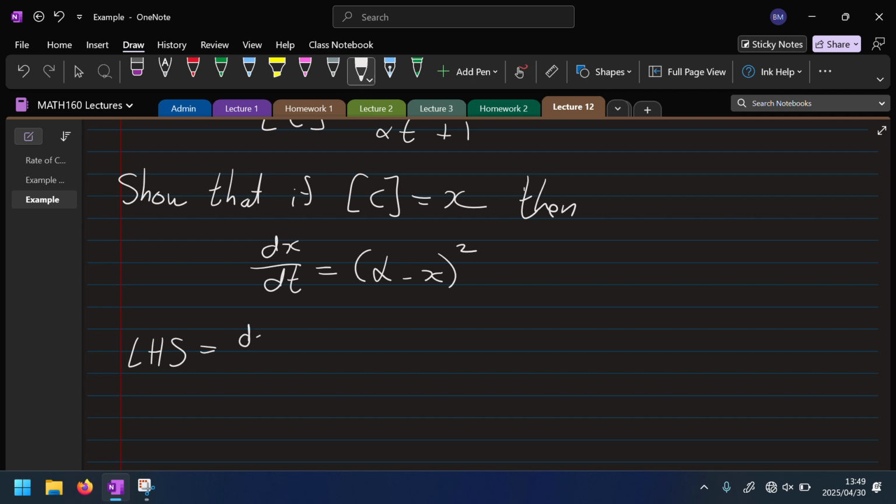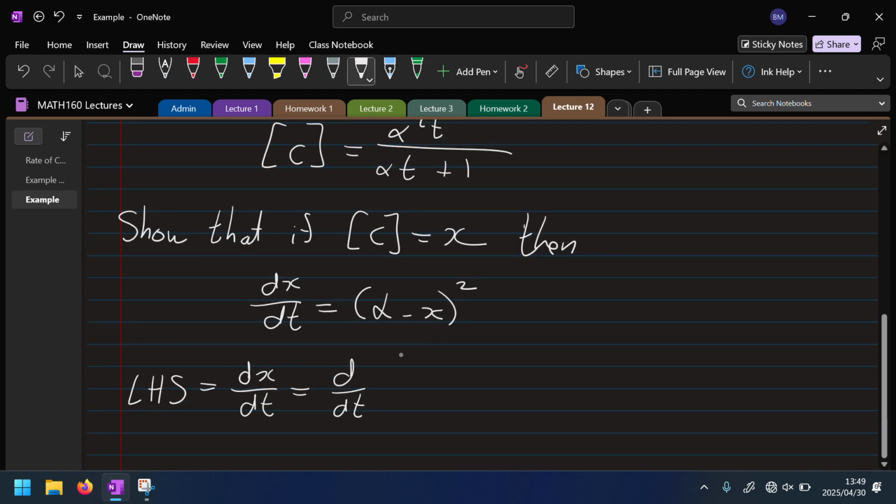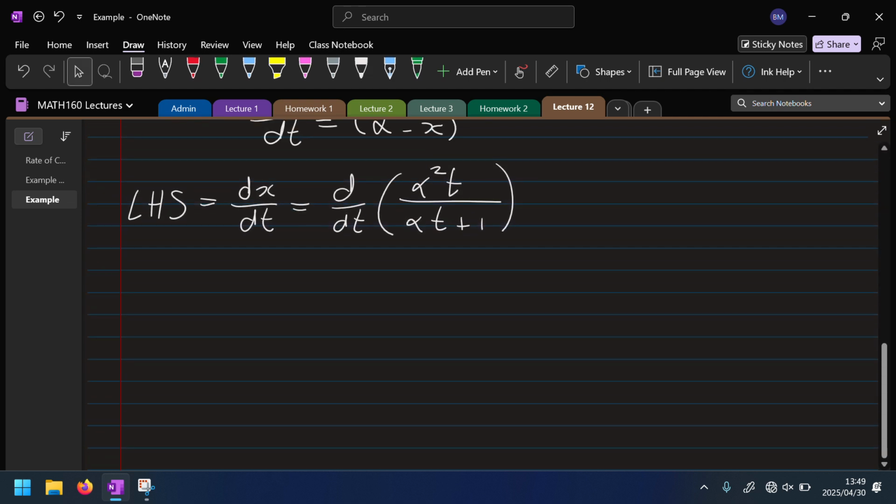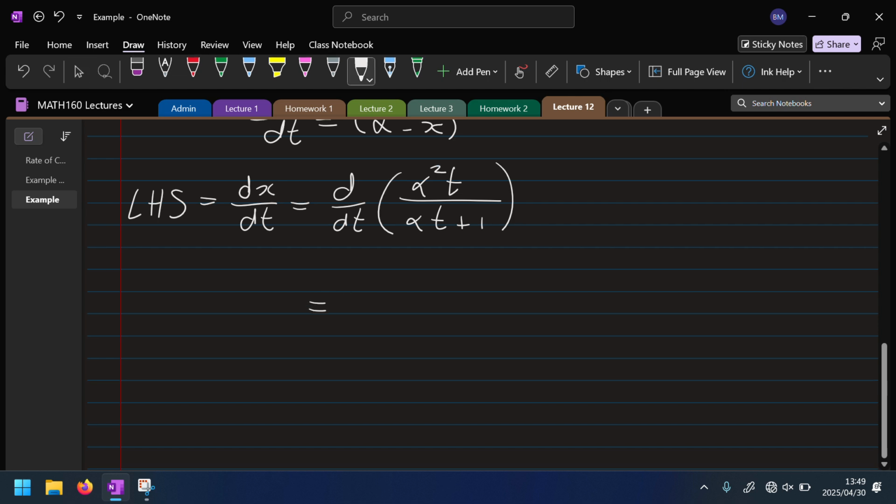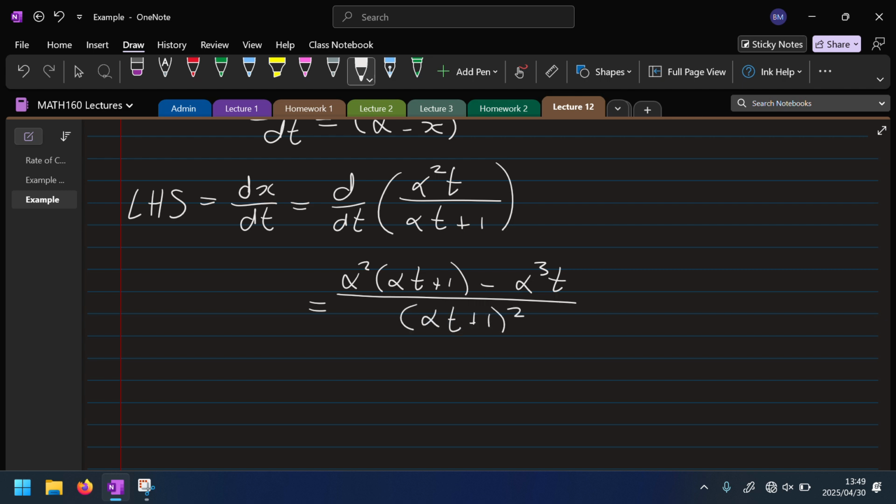So left-hand side, that's going to be dx by dt. That's d by dt of x, but x is the concentration there. So that's d by dt of alpha squared t over alpha t plus 1. We've got a quotient, so we're going to have to use the quotient rule. So this is going to end up being alpha squared, alpha t plus 1 minus alpha cubed t over all of the bottom squared. Hope you haven't forgotten the quotient rule.